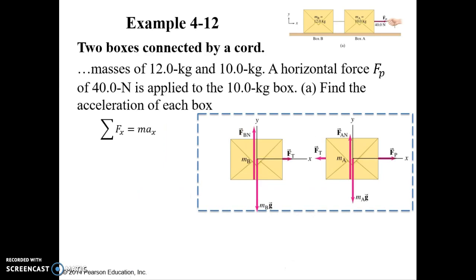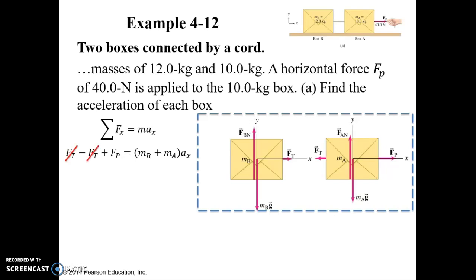For step 1, write the sum of the forces in the x direction equaling ma, because we're trying to find the acceleration in the x direction. Write down all the forces in the x direction on the left-hand side of the equation. In this example, we have a positive tension, a negative tension, and a positive Fp, all equaling the mass of the whole system, which is ma plus mb, times the acceleration in the x direction.